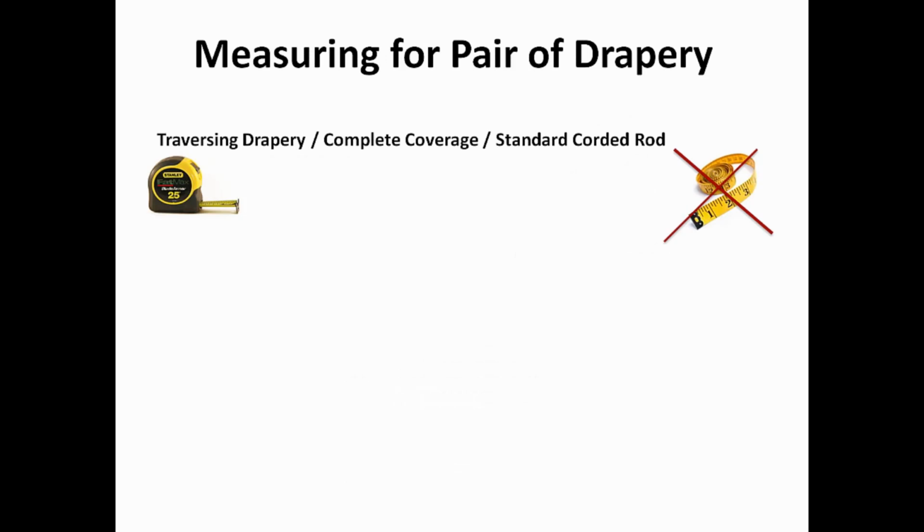So under this scenario, we'll be measuring for a pair of drapery. It'll be traversing, complete coverage. What I mean by that, it'll open and close, totally cover the window. And we're going to use a standard corded traverse rod.